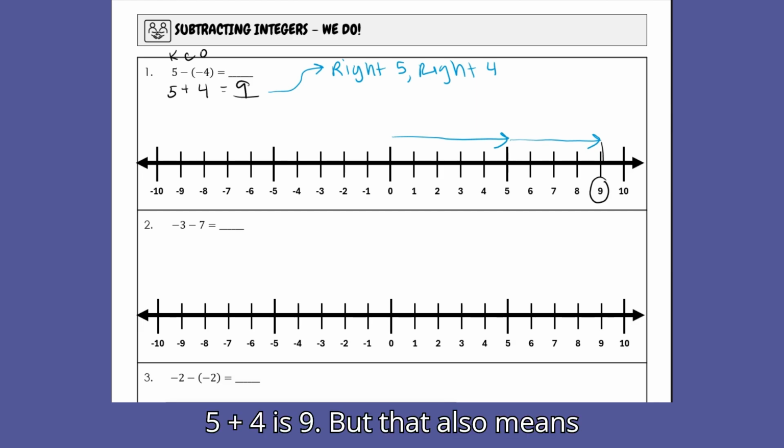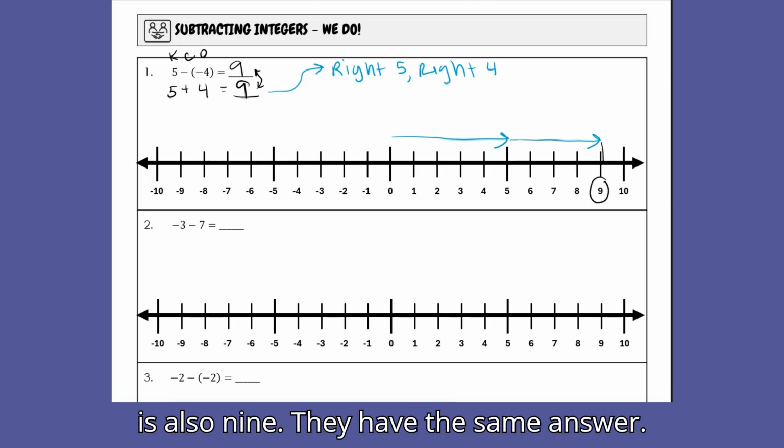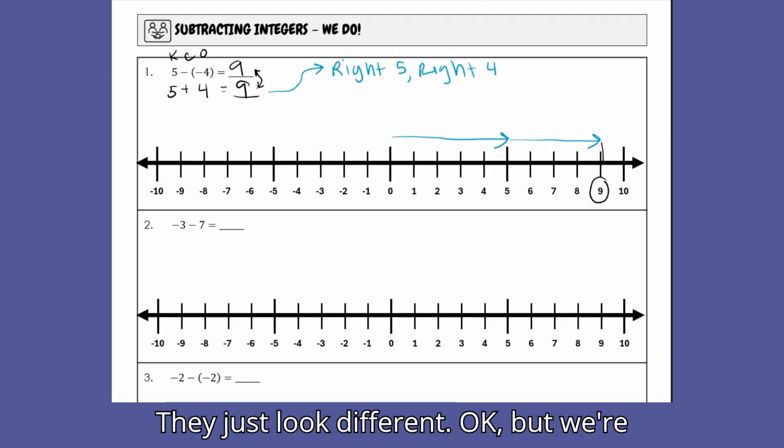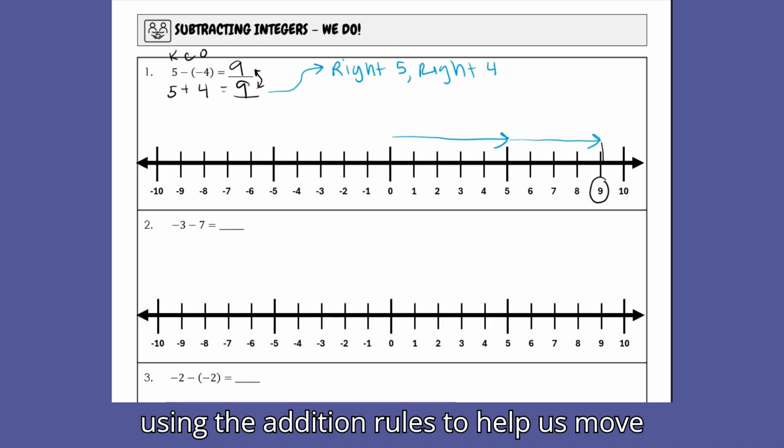5 plus 4 is 9, but that also means that 5 minus negative 4 is also 9. They have the same answer. They are equivalent number sentences. They just look different. Okay, but we're using the addition rules to help us move on the number line.